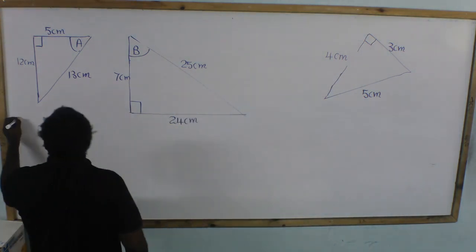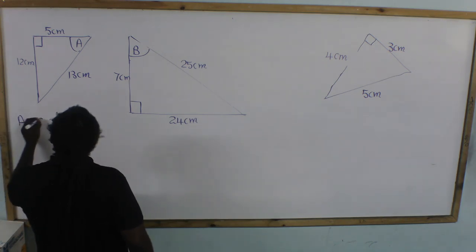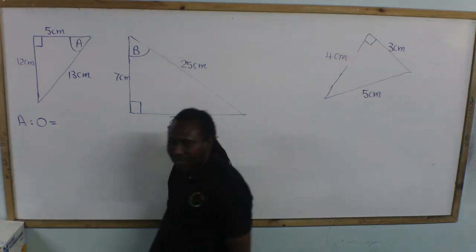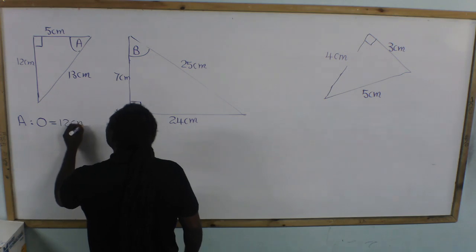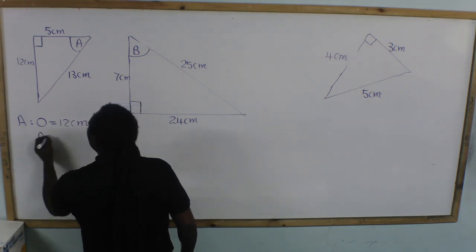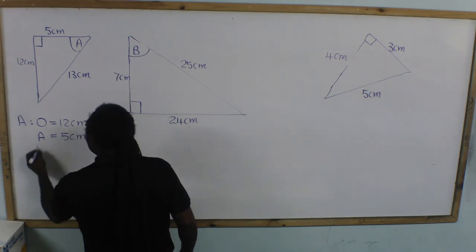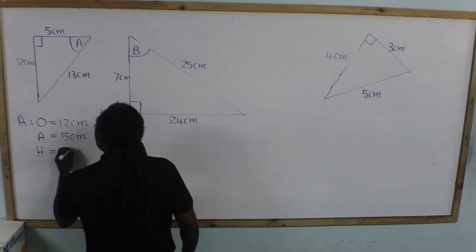Alright. Starting with the first one. Opposite to A. The opposite is what? 12 centimeters. The adjacent to A is? And the hypotenuse, irrespective of the angle, is?